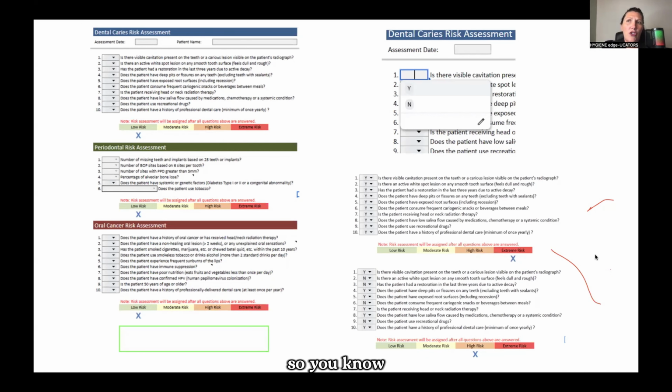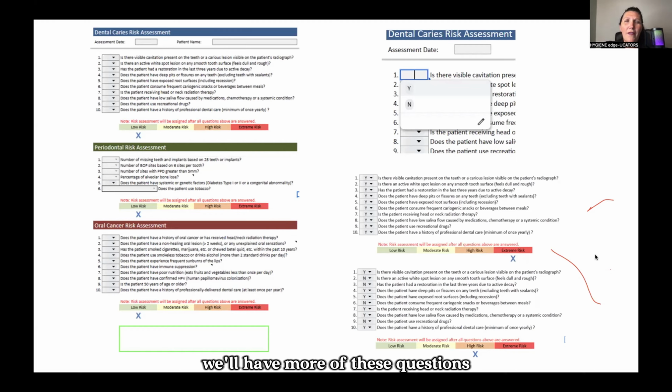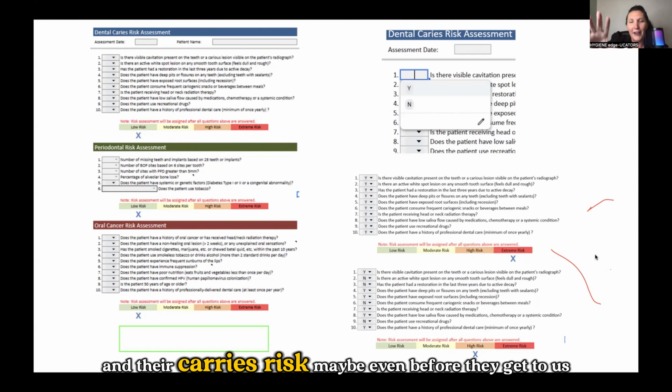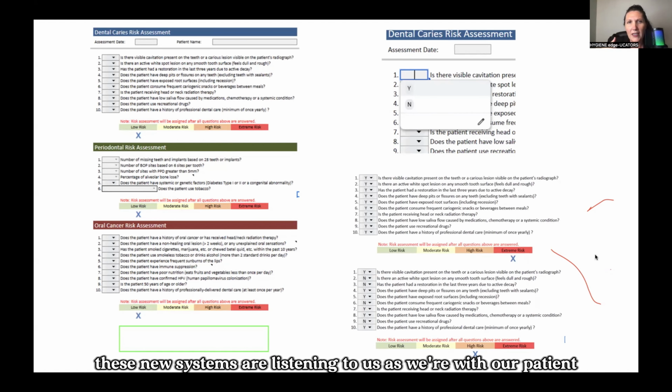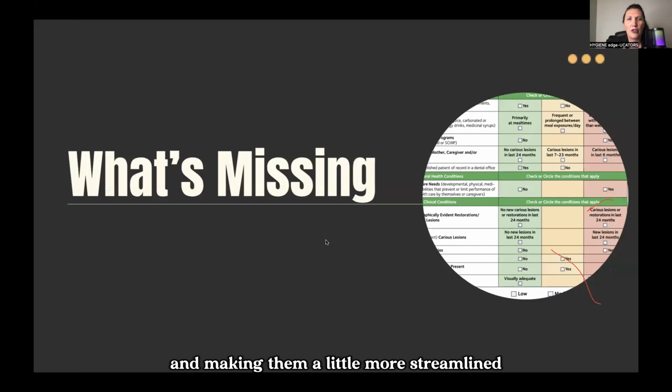Thanks, Jess. So, I think too, Jessica, that artificial intelligence will someday have more of these questions incorporated into the health history, don't you think? And so the patients will almost show up knowing their caries risk assessment. It will give them a pre-assessment of their perio risk and their caries risk, maybe even before they get to us, because maybe the questions that we're asking them beforehand, or these new systems are listening to us as we're with our patient, and they create a synopsis of the whole appointment, and they can help us make that caries risk assessment. So the future is bright on implementing these and making them a little more streamlined.